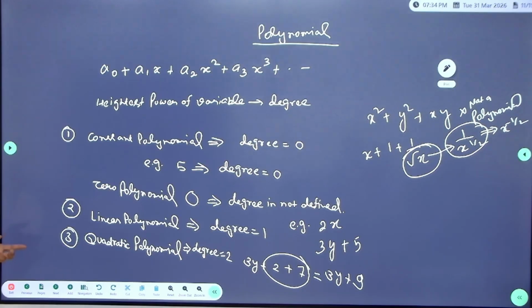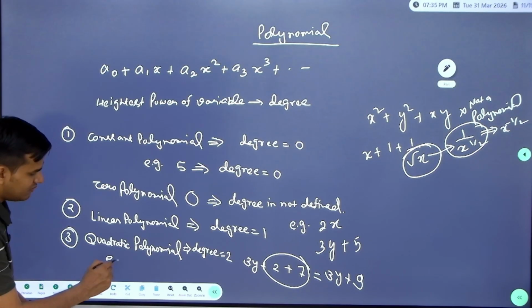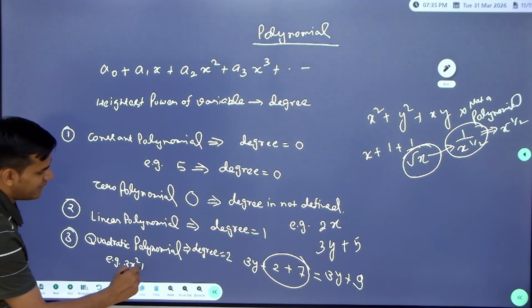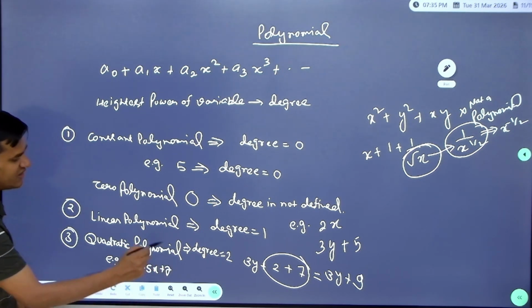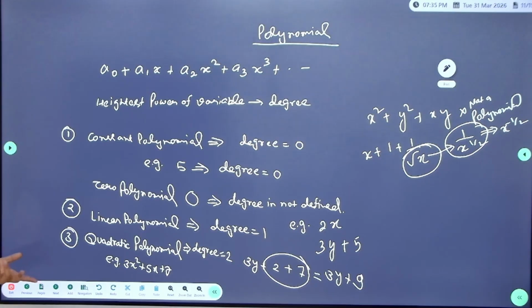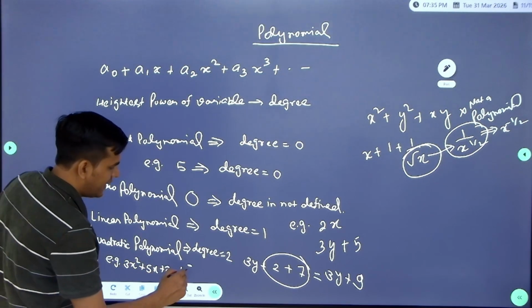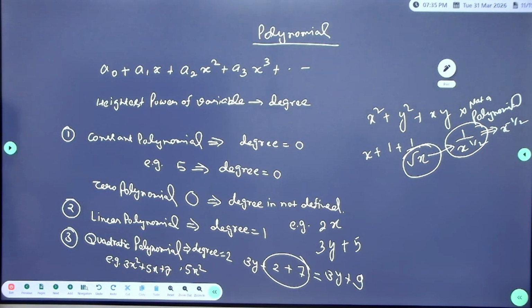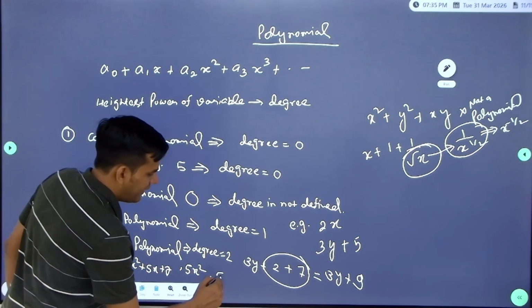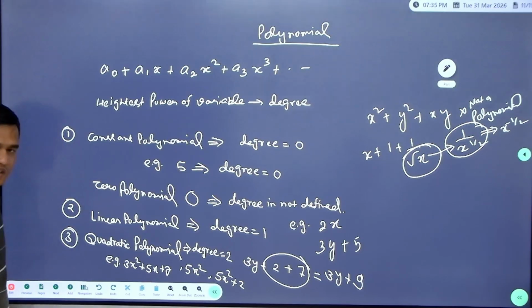Degree is the highest power, so the maximum power of the variable. For example, 3x square plus 5x plus 7. In this case, degree is equal to 2. Can you write 5x square? Is this a quadratic polynomial? Yes, this is also a quadratic polynomial. 5x square plus 2, yes, this is also a quadratic polynomial.